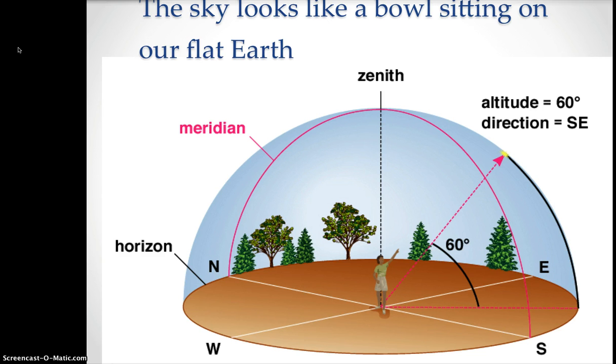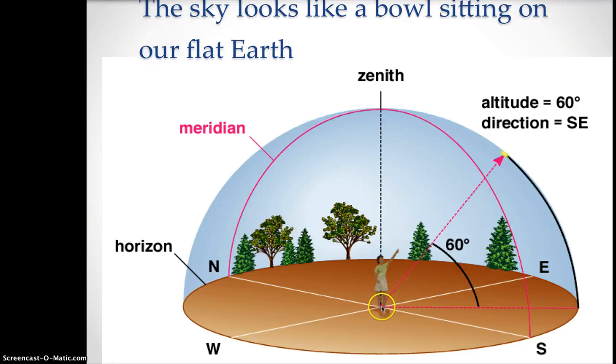In this picture, you see a person standing on land, and you see her horizon line, and then you see the sky represented by a bowl sitting upside down on top of her. There's just a couple different points on here that you might want to be familiar with. The point directly above her is called the zenith point. There's an imaginary line across the sky that goes from north to south, and that's called the meridian.